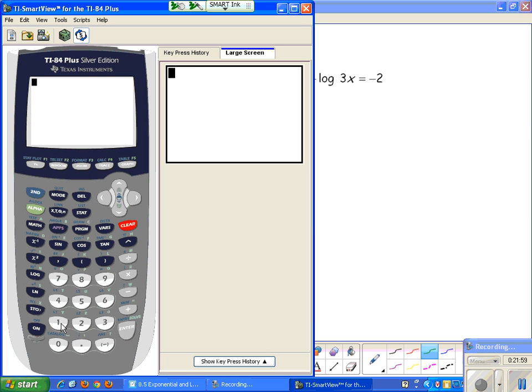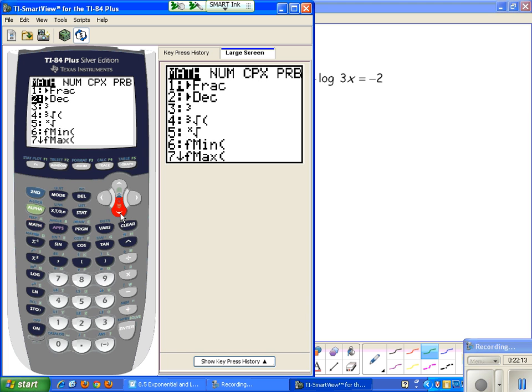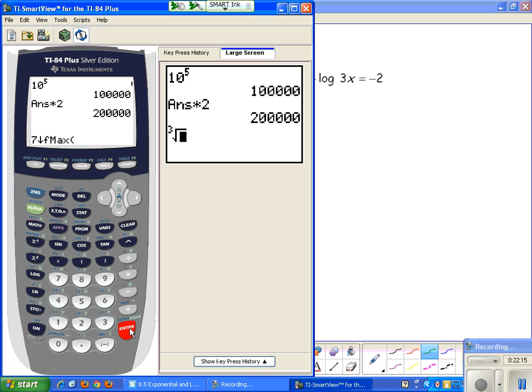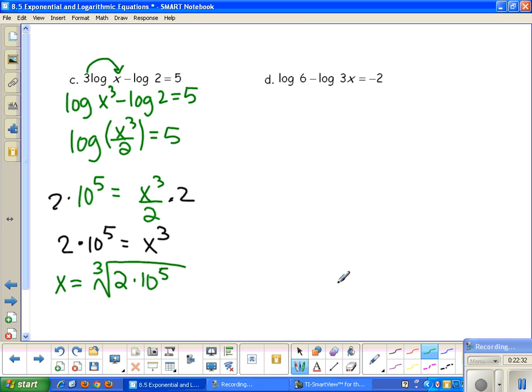In my calculator, I'm just going to do it all separately. So I have 10 to the 5th power, enter, times 2, enter, and then I'm going to take the cube root of that answer. You can get the cube root by going to math and number 4 and second answer, or you can just type it in, enter. And when I do that, this gives me my solution, 58.480, and I'm going to round this number up to 4 because it's 5 for the next term. So x is equal to 58.4804.